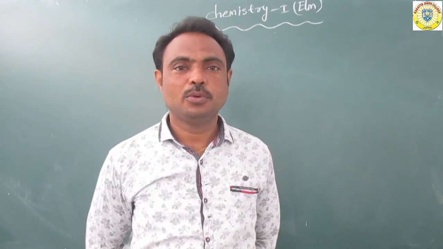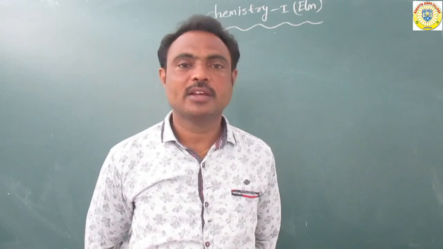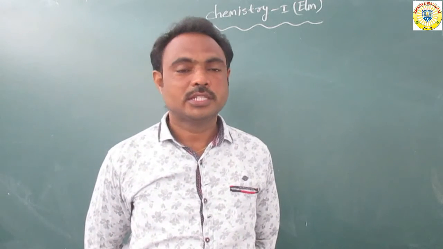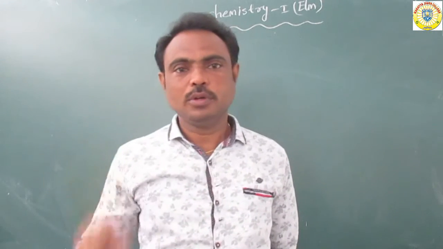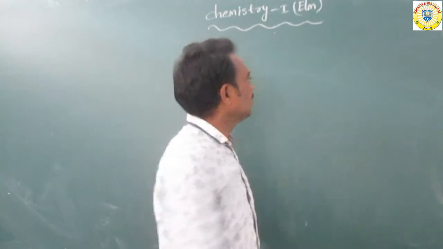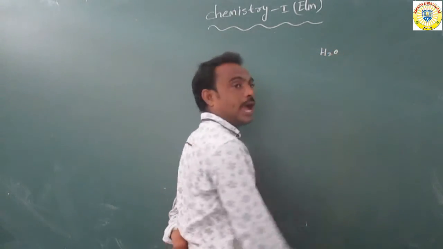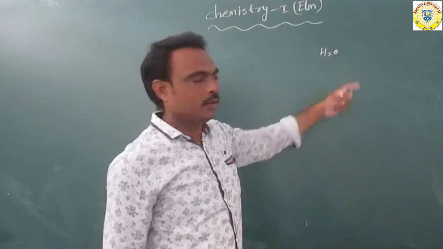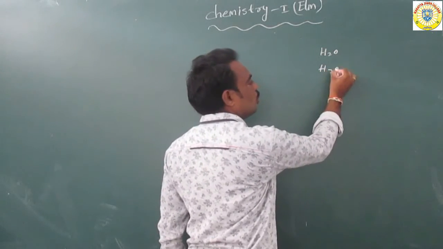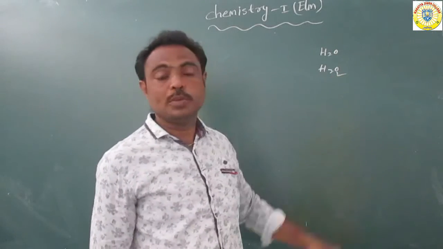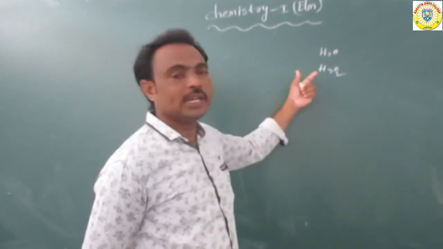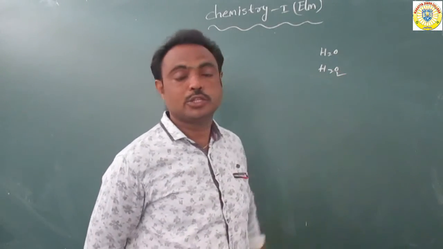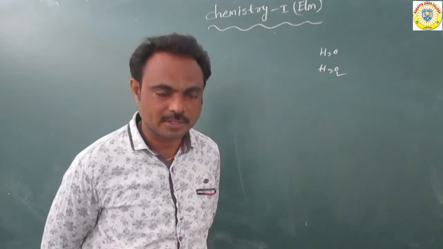So the hydrogen compound H2O2 is a very important compound. Next, H2O2. Number 1 is H2O, number 2 is H2O2. H2O, we already know, is hydrogen monoxide, and H2O2 means hydrogen peroxide. Today's topic is H2O2, hydrogen peroxide.